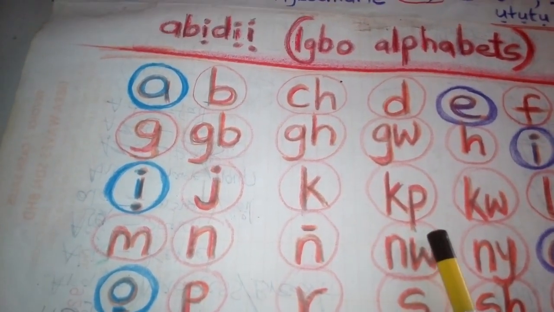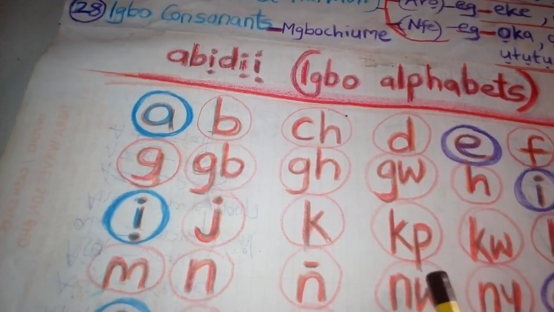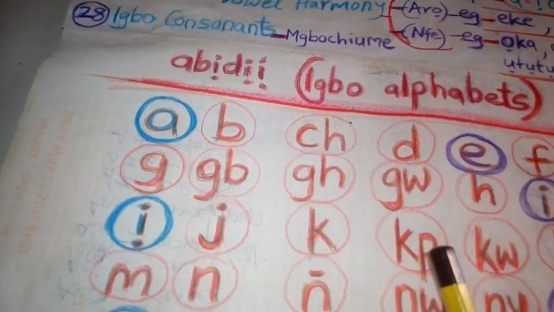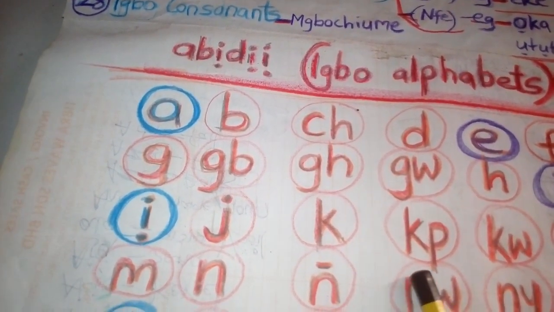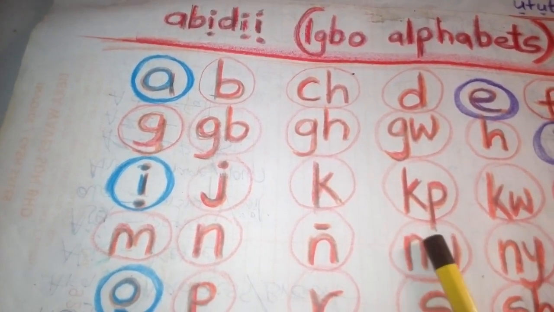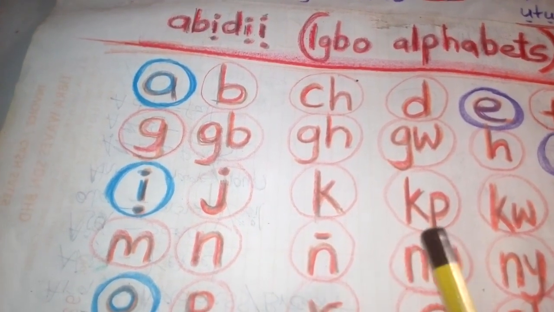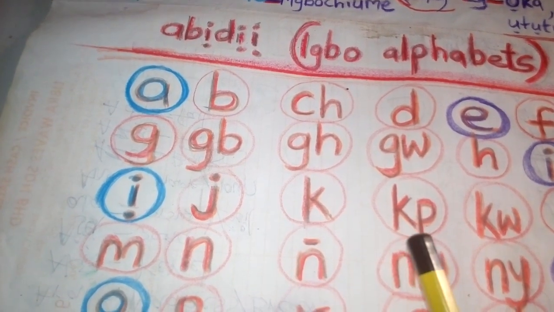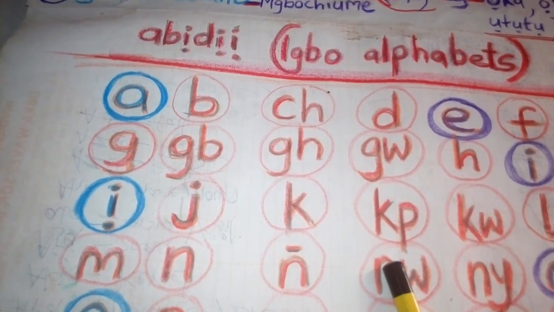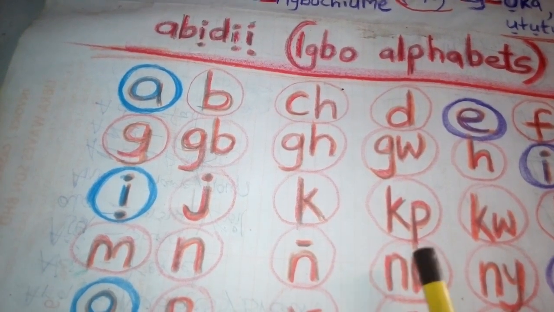So in Igbo vowel harmony, vowels are used in between consonants, that is, in between letters of the alphabet known as consonants. Sometimes they are used at the beginning of words and at the end of words.